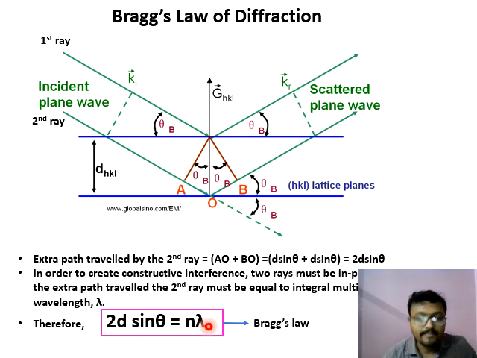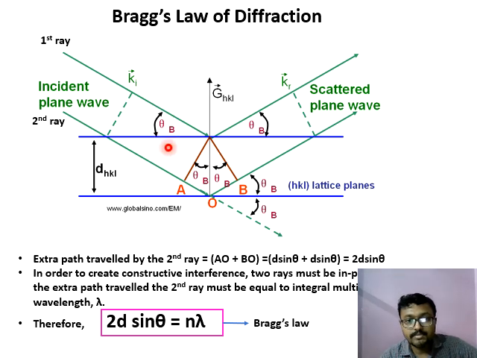So what is n lambda? n is an integer. Lambda is the wavelength of the X-ray radiation. Theta is this angle, the incident angle of the X-ray light on the crystal plane. d is the distance between crystal planes. So using this formula, using this Bragg experiment, we can calculate the distance between crystal planes, by the formula as well as by the experiment.